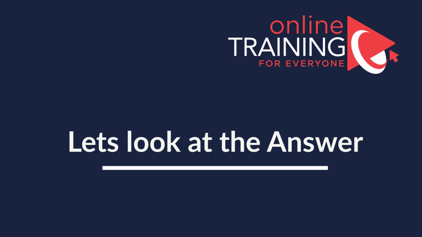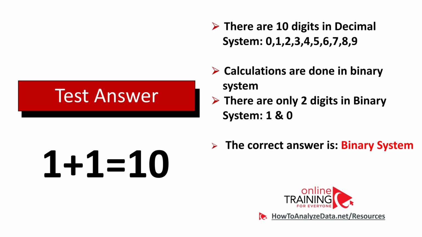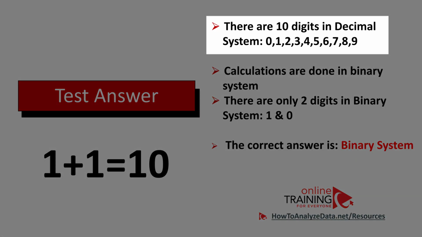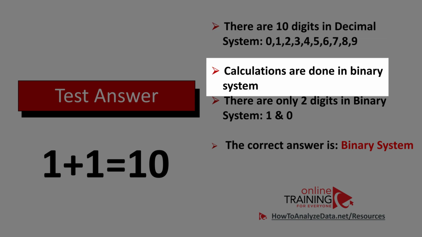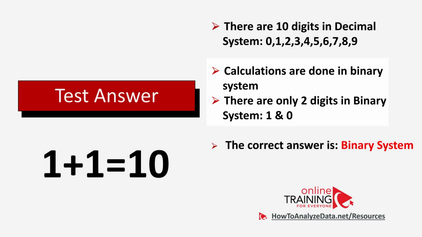Do you think you know the answer? Let's continue to see how we can solve this challenge and get to the correct solution together. Typically, when we do calculations, we use 10 digits in the decimal system. We use 0, 1, 2, 3, 4, 5, 6, 7, 8, and 9. But here, calculations are done in the binary system. And there are only 2 digits in the binary system, 1 and 0. So when you do a calculation in the binary system and you add 1 plus 1, what looks like 10 in the binary system is 2 in the decimal system. So the correct answer is that this calculation is possible because of the binary system.